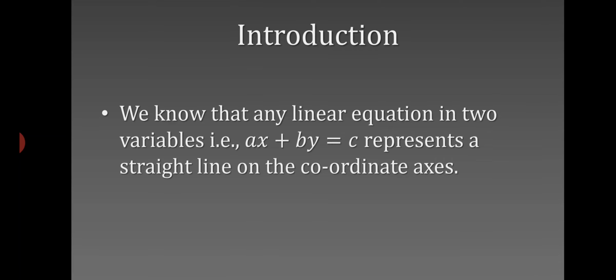From your class 10 coordinate geometry knowledge, you already know that any linear equation in two variables represents a straight line on the coordinate axis. Say you take x plus y equals 1 or 2x plus 3y equals 5, whatever you take, it will always represent a straight line. So any equation of the form ax plus by equals c will definitely represent a straight line.